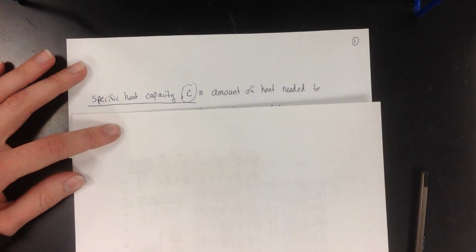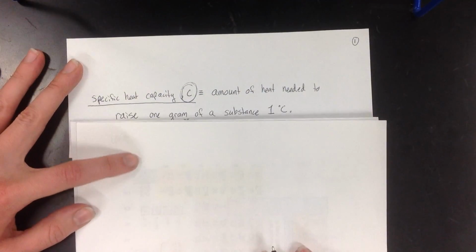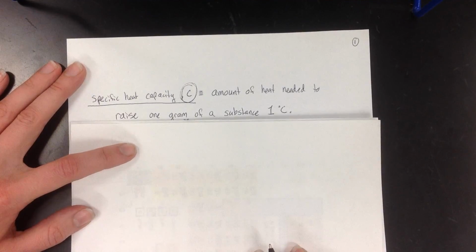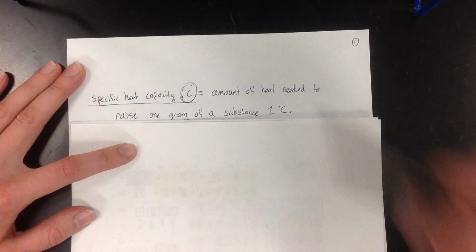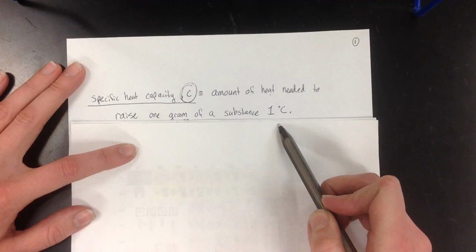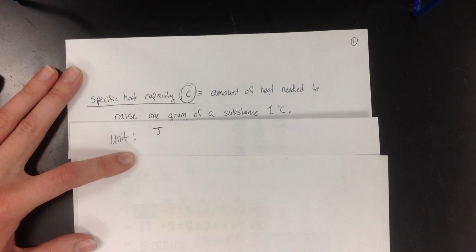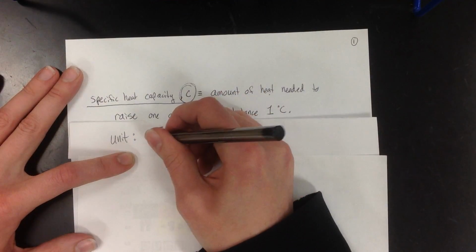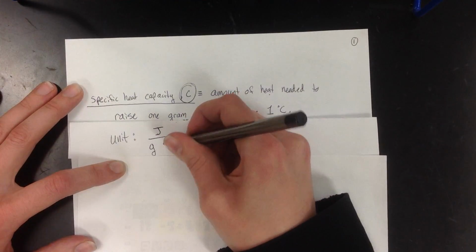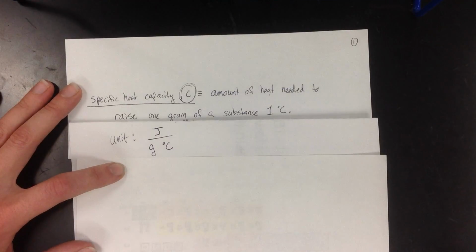First vocabulary term is specific heat. We abbreviate it as a lowercase c. And this is the amount of heat needed to raise 1 gram of a substance 1 degree Celsius. Because we're looking at heat for every gram for every 1 degree Celsius, your unit would be heat, which is measured in joules, a capital J, for every 1 gram for every degree Celsius. So joules per gram degree Celsius is how I say that in class.